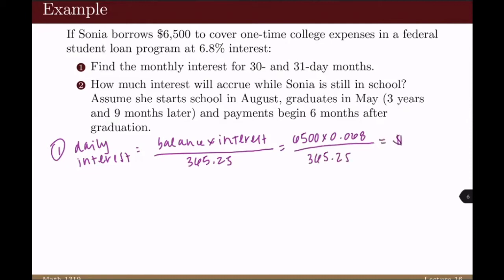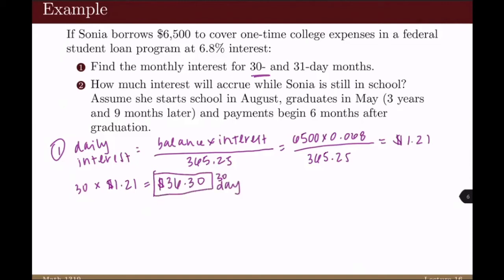which equals $1.21. So that means for a 30-day month, we're going to have 30 times $1.21, since we have to pay daily, or that's going to be equal to $36.30. So this was the 30-day month.